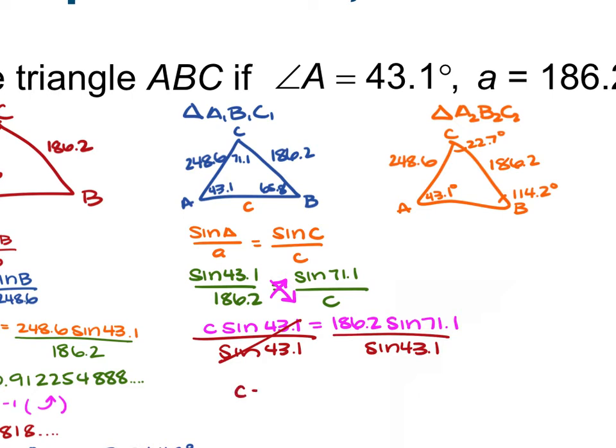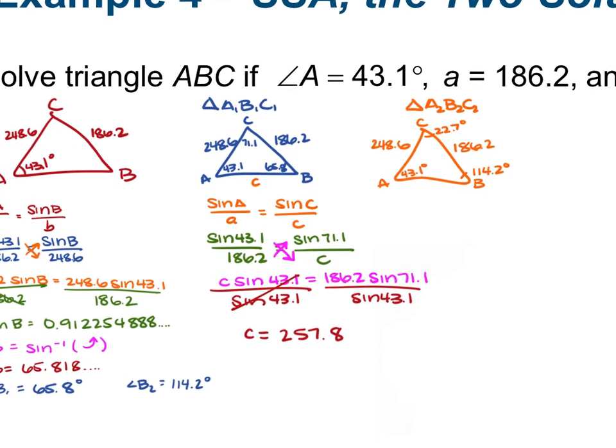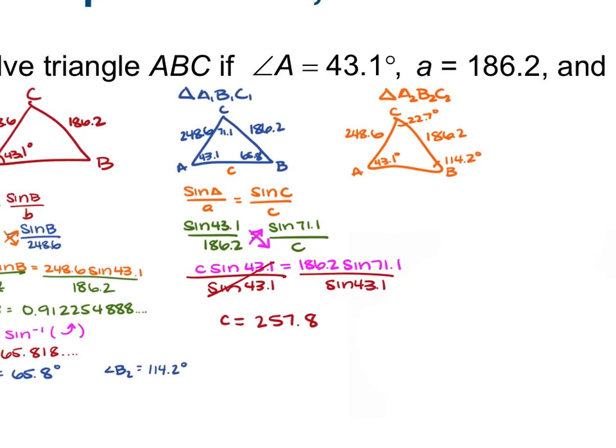And this gives us a C of 186.2 sine 71.1 divided by sine 43.1, which is going to be 257.8. So that's for triangle A1, B1, C1.